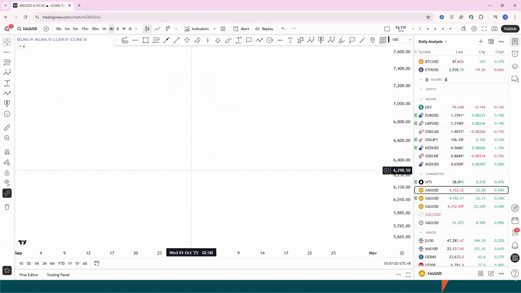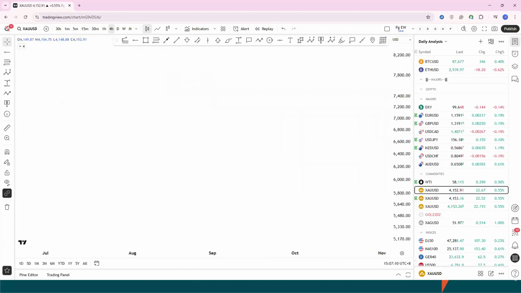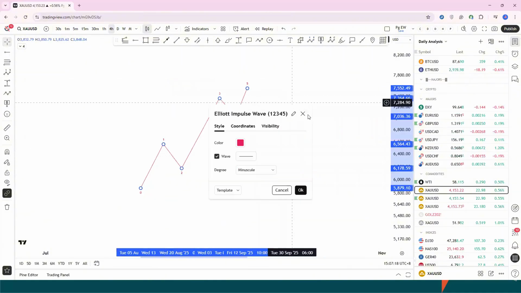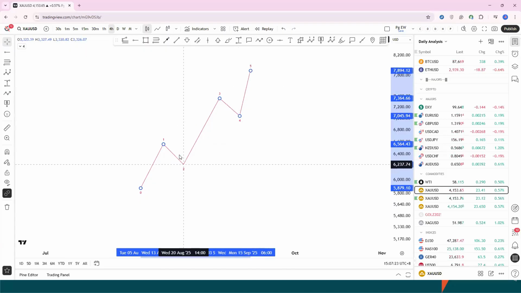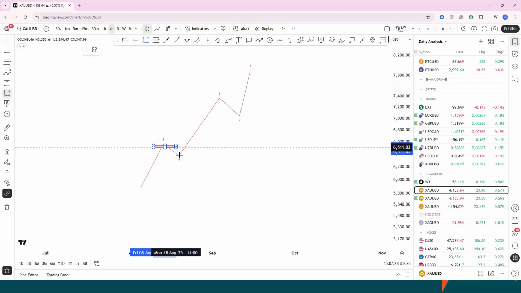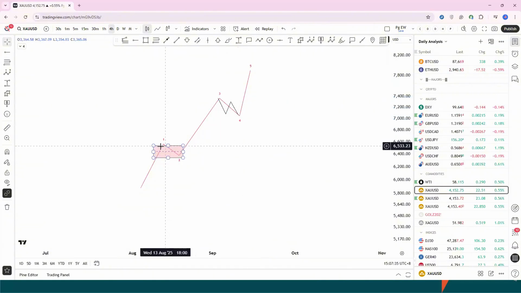And for the corrective wave, how many do we have? They say that if wave 2 is sideways, wave 4 is going to be sharp or zigzag. If this is sideways, wave 4 is going to be zigzag, or if wave 4 is sideways, wave 2 is going to be zigzag or sharp.